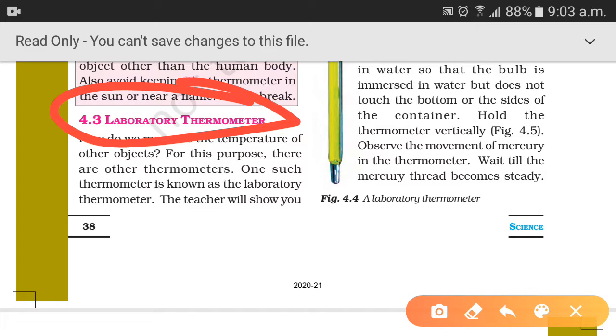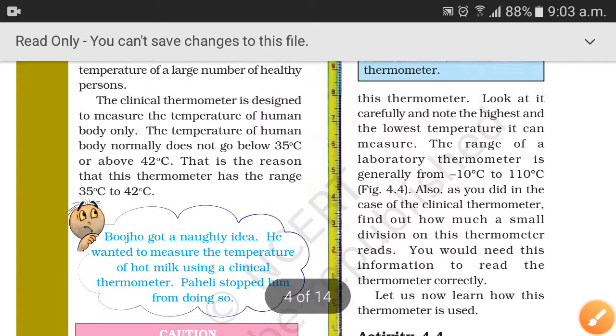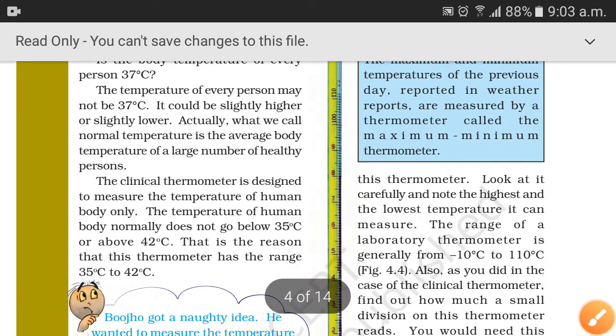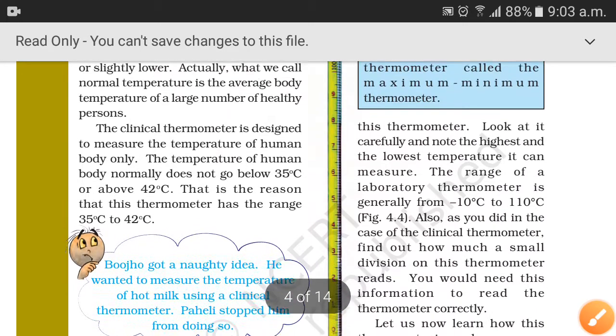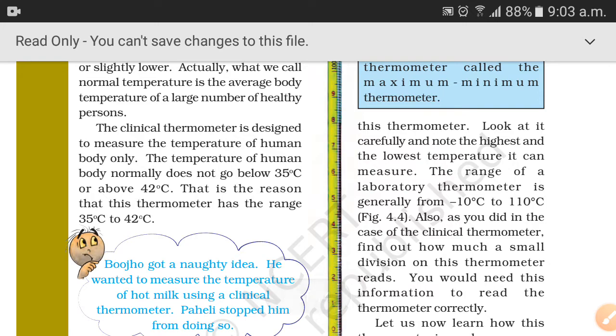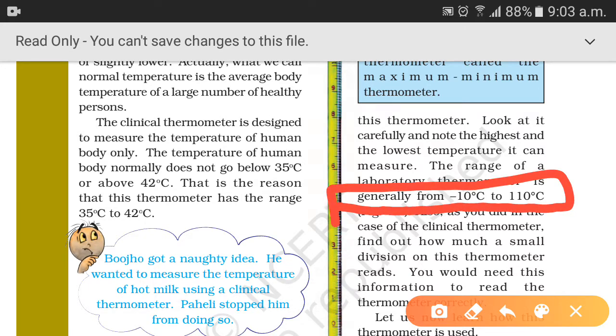Okay. Now here in this diagram you can see the laboratory thermometer. This is the laboratory thermometer, this one, right? So what you have to do is look at this thermometer carefully and note the highest and the lowest temperature it can measure. The range of the laboratory thermometer is minus 10 degrees Celsius to 110 degrees Celsius.